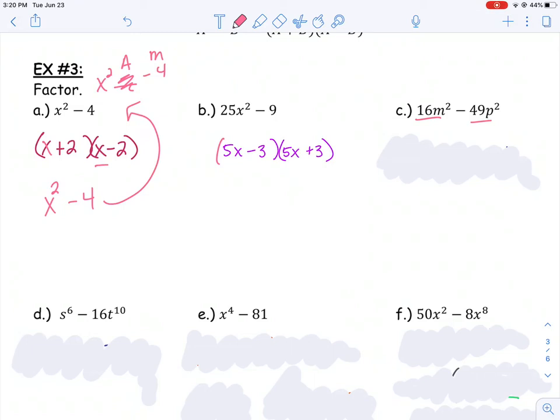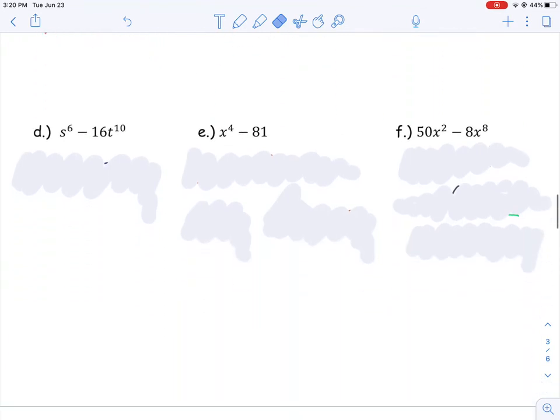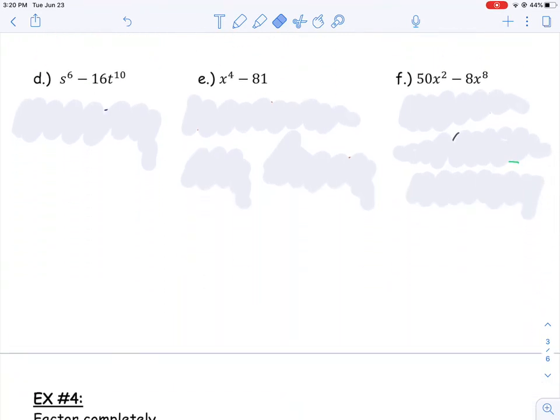So let's see if we can break this down using our difference of squares into two conjugate binomials. I took the 16m squared and I broke it down into 4m and 4m. And then I took the 49p squared and I broke it down into a 7p and a negative 7p. They are conjugate binomials. This would be another example of a difference of squares. Let's keep going. Ooh, look at D.